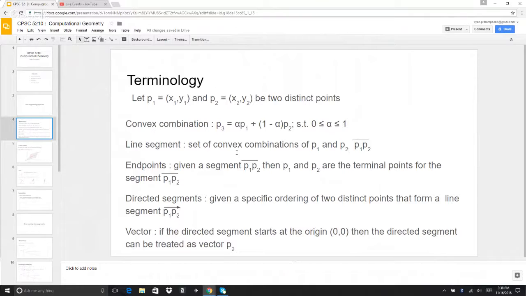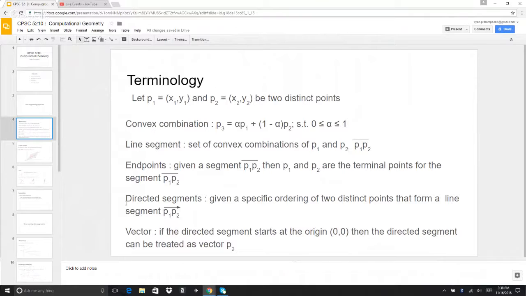A line segment is a set of convex combinations of P1 and P2, which are two distinct points. So P3 is some alpha combination. You could have a beta that was a different level between 0 and 1, which would give you a P4 that is somewhere between P1 and P2. But it's also on this line, so it's collinear, the combination creating a line, collinear between points P1 and P2.